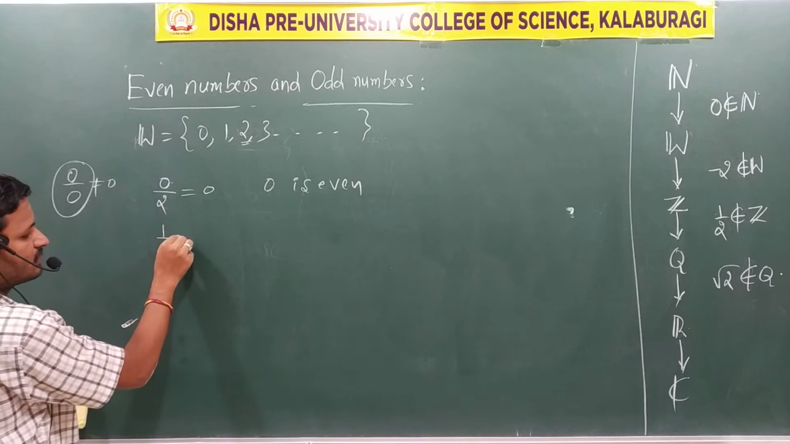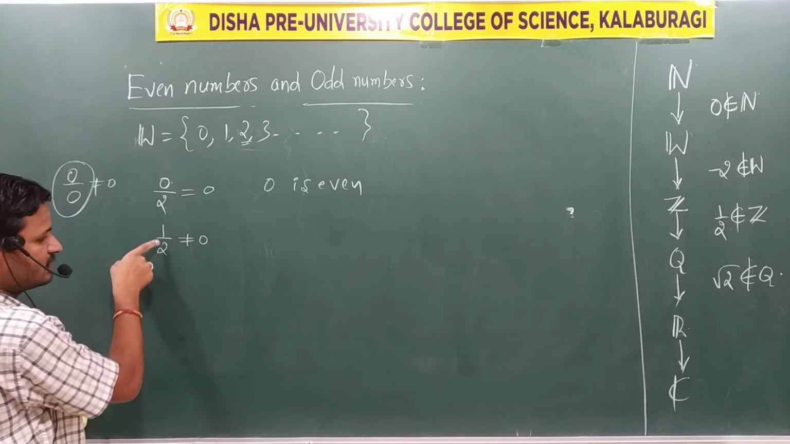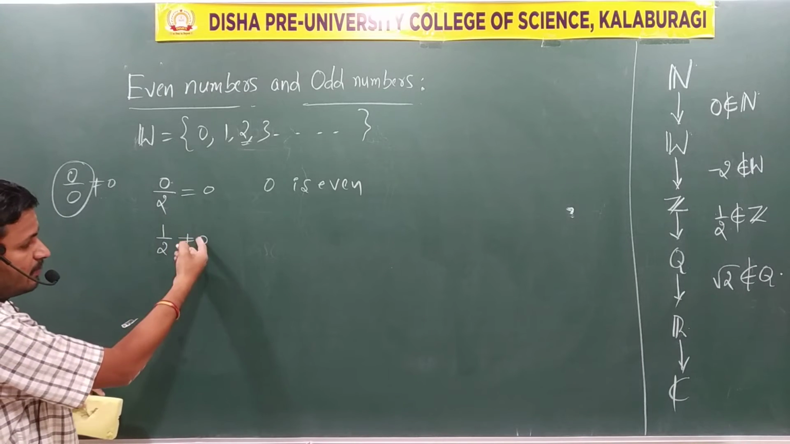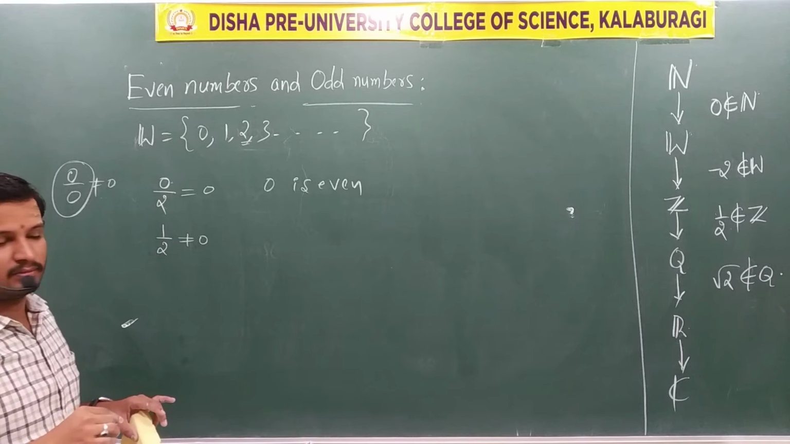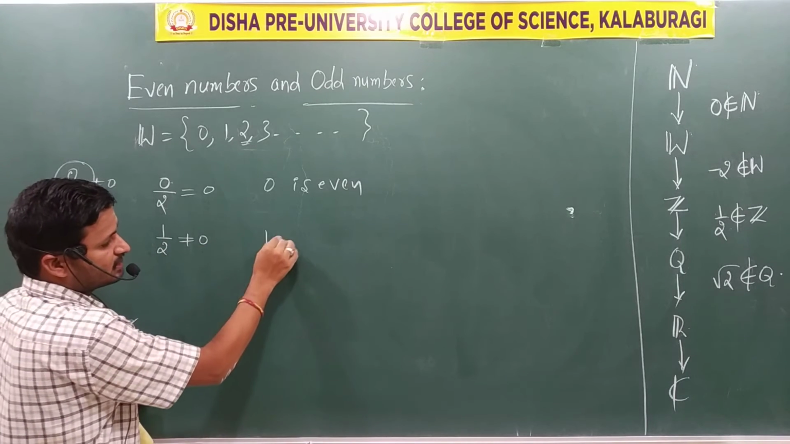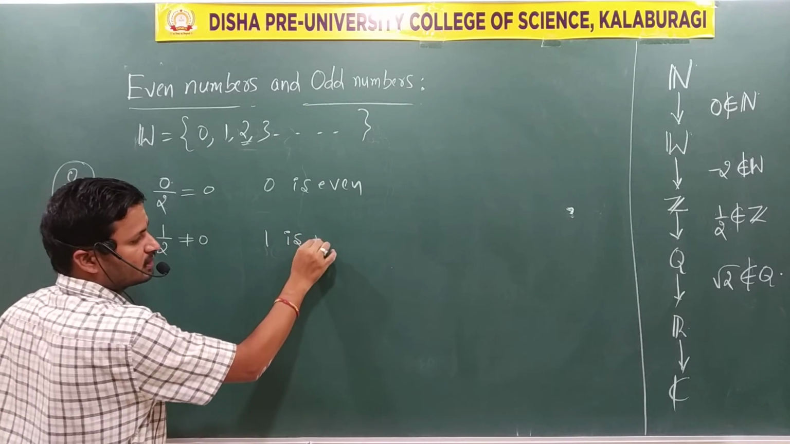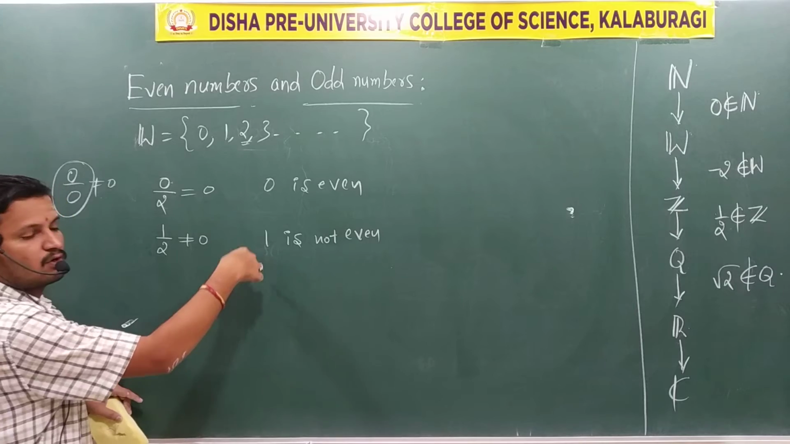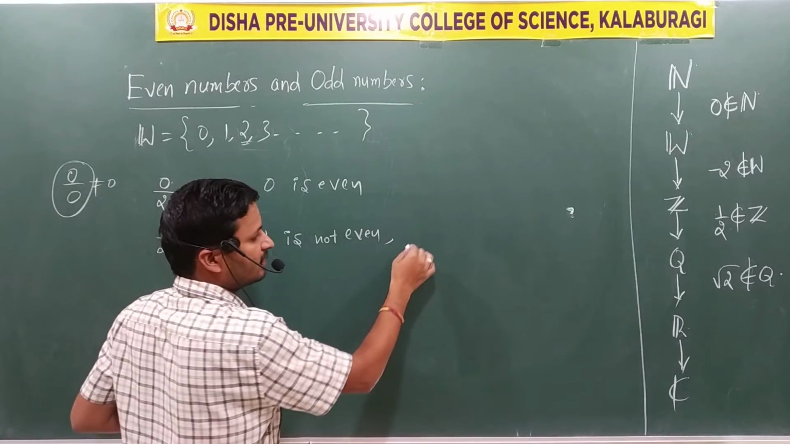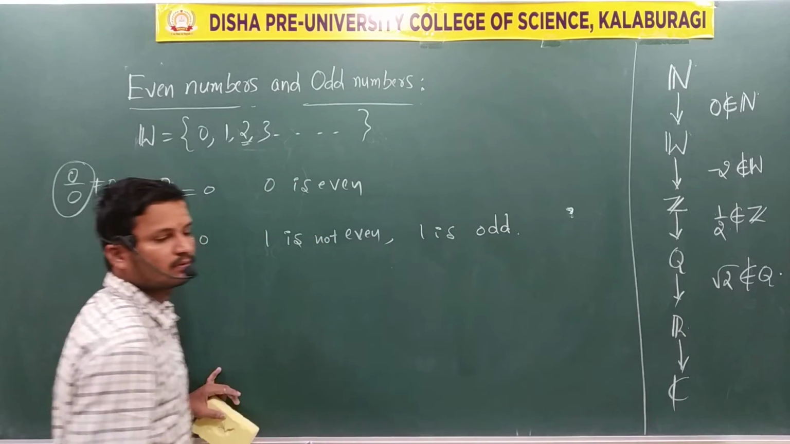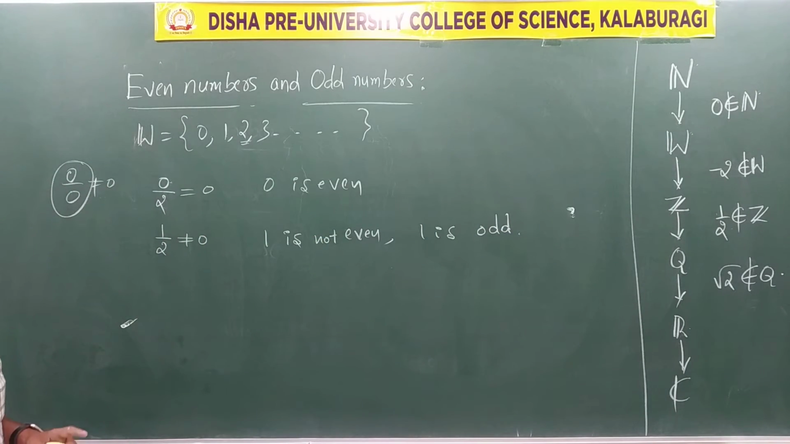Next, 1 is there. 1 by 2 is not equal to 0, which means 1 is not divisible by 2. Divisible means the remainder must be 0. But here the remainder is not equal to 0. Therefore, 1 is not an even number. If 1 is not an even number, then definitely 1 is an odd number.